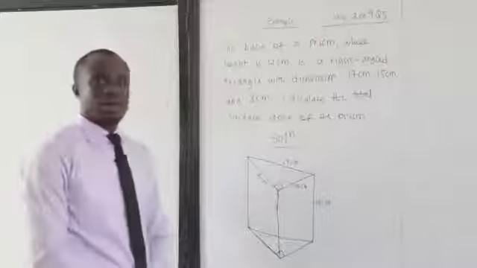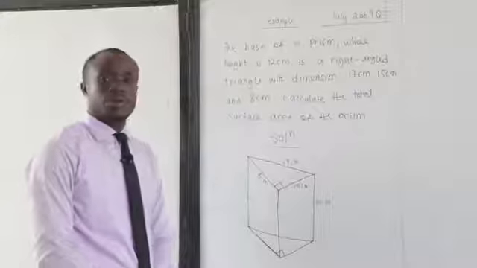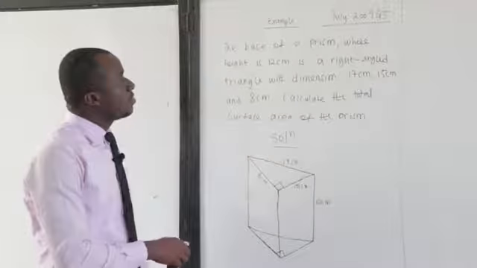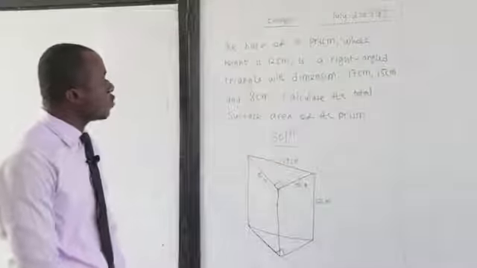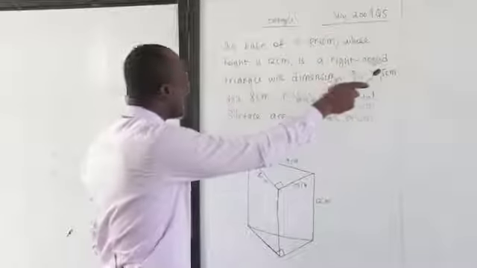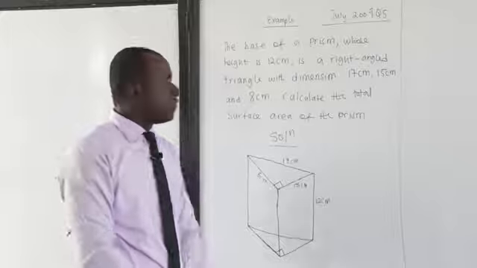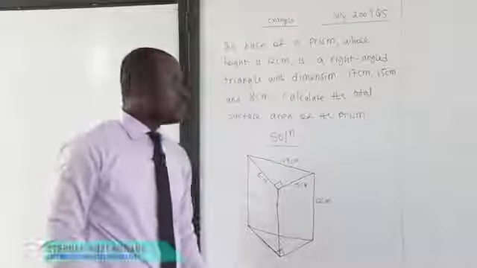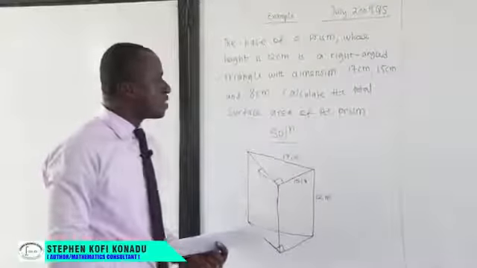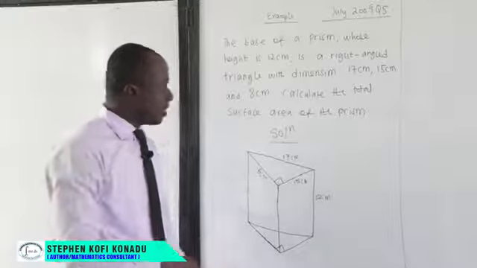Now let's consider this past question. This is July 2009, question number 5. The base of a prism whose height is 12 centimeters is a right-angled triangle with dimensions 17 centimeters, 15 centimeters, and 8 centimeters. We should calculate the total surface area of the prism.